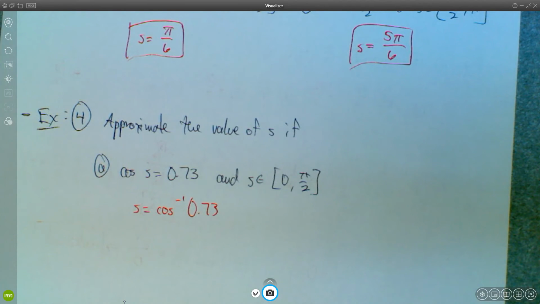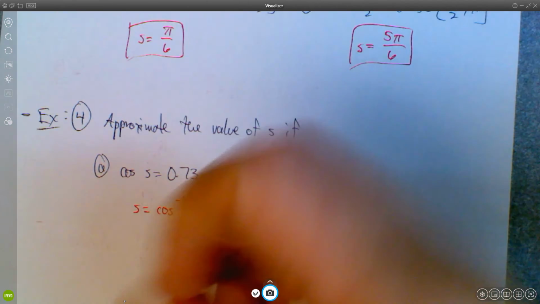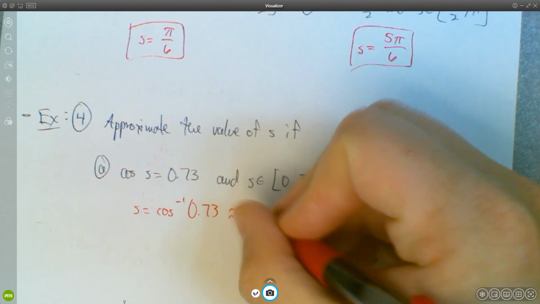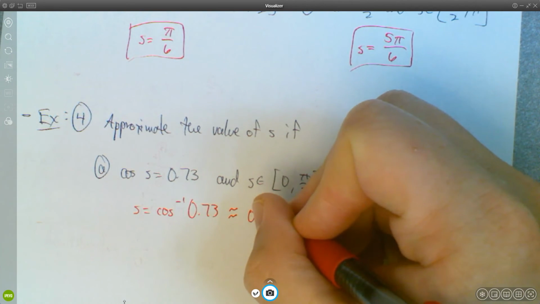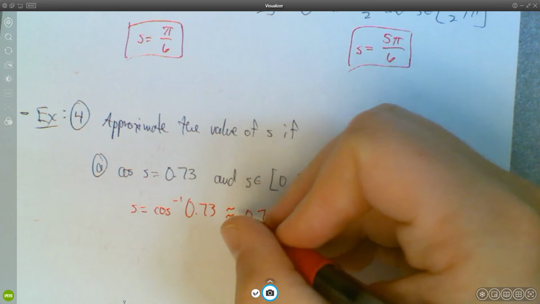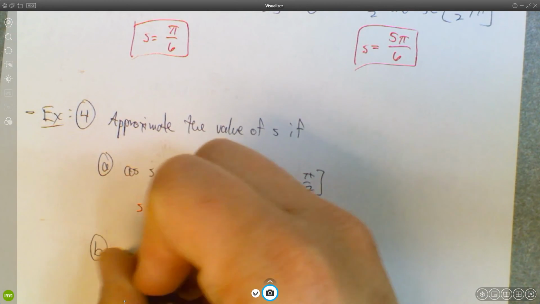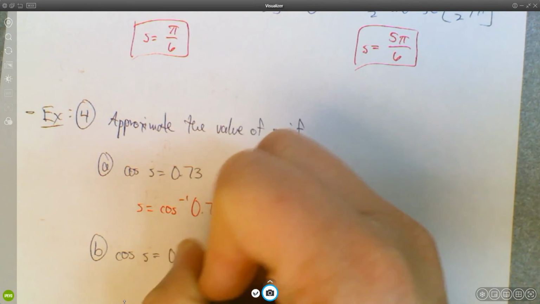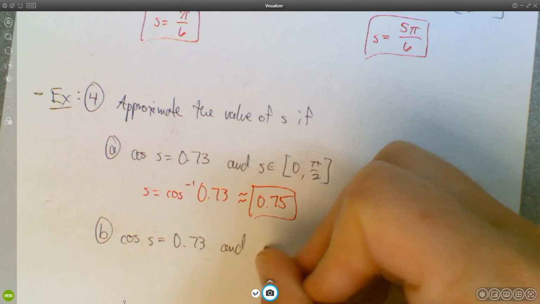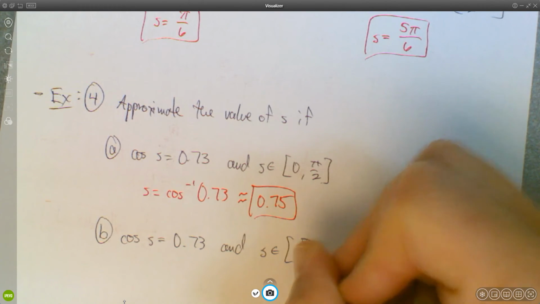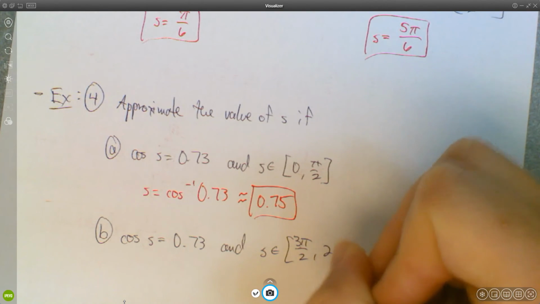Just make sure you're in radian mode on your calculator. Cosine inverse of 0.73 is approximately 0.75. We had 2 sig figs, so we'll go 2 sig figs here. Okay? But let's say that cosine S equals 0.73, but that S now is between 3 pi over 2 and 2 pi.